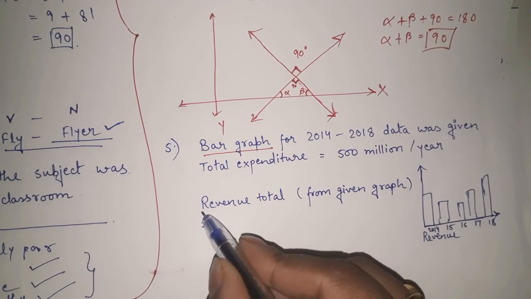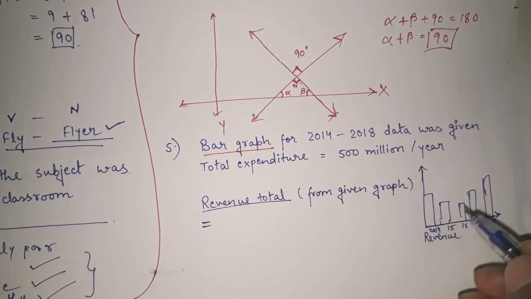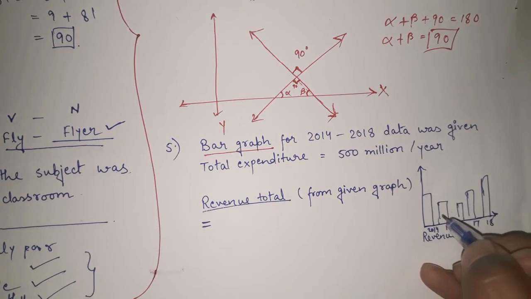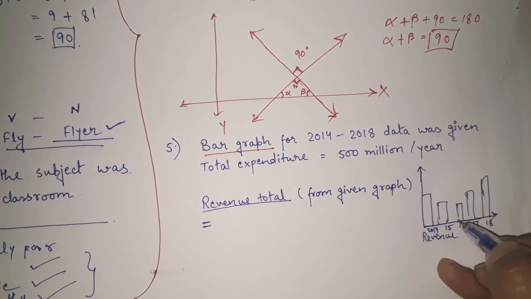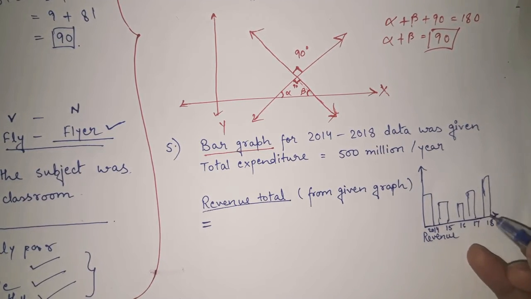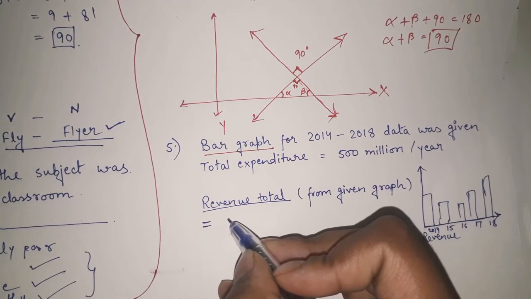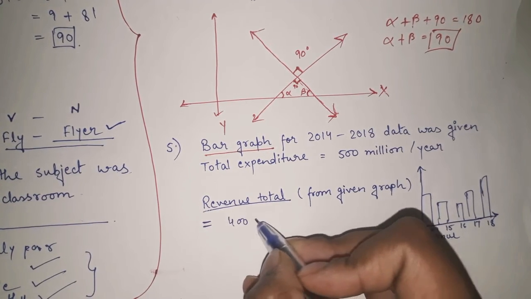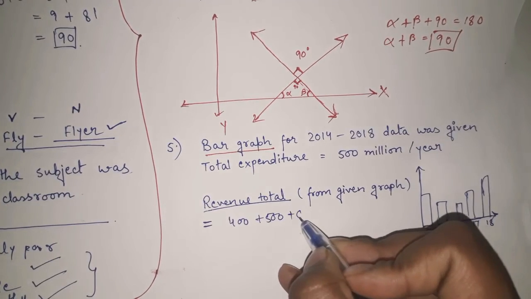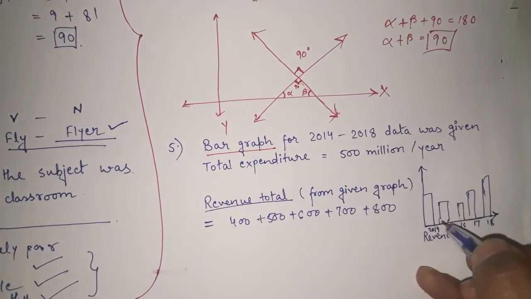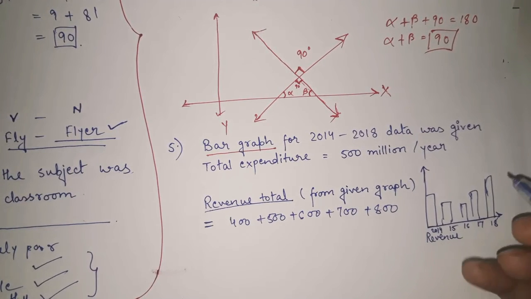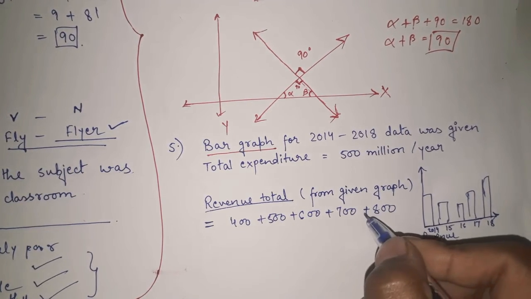So how can I find out the revenue for total years? Obviously, I just have to make a sum of it: the summation of 2014 revenue plus 15 plus 16 plus 17 plus 18 revenue. The 5 years of revenue data that was given in the graph was something like 400, 500, 600, 700, 800.